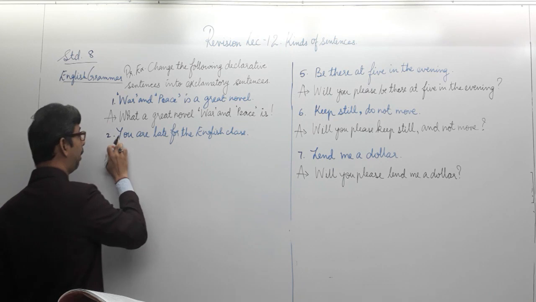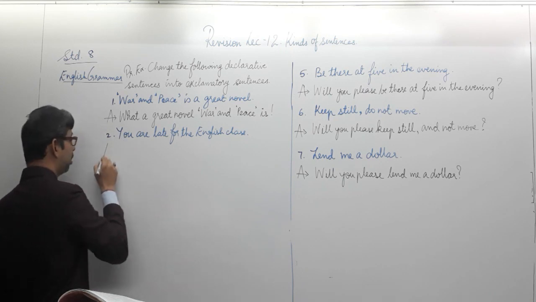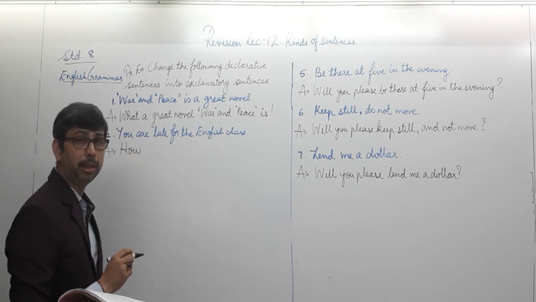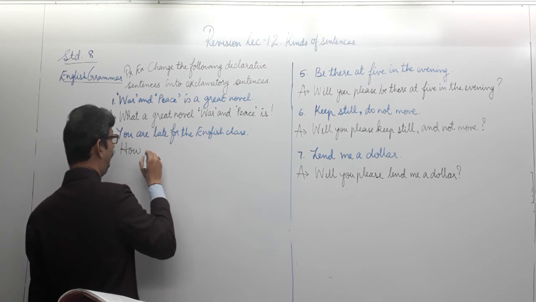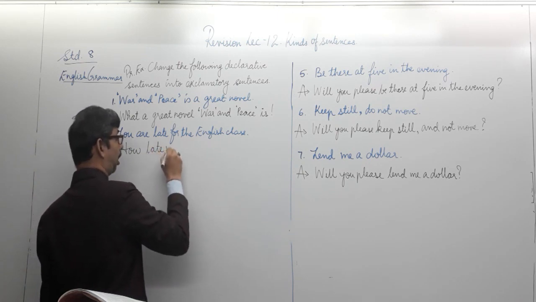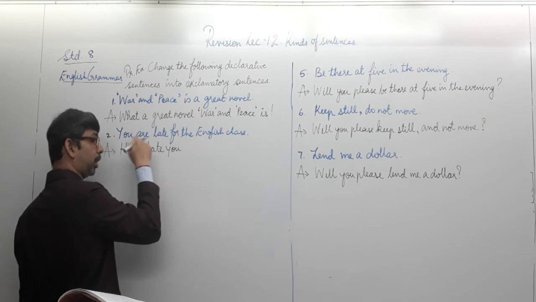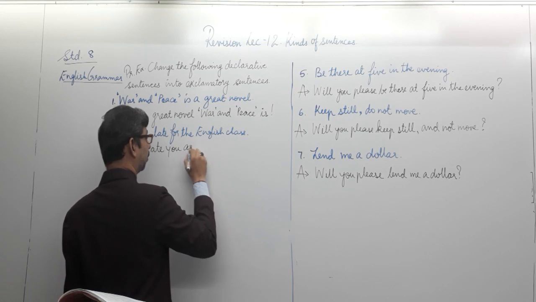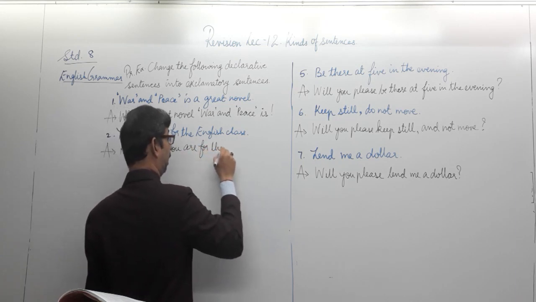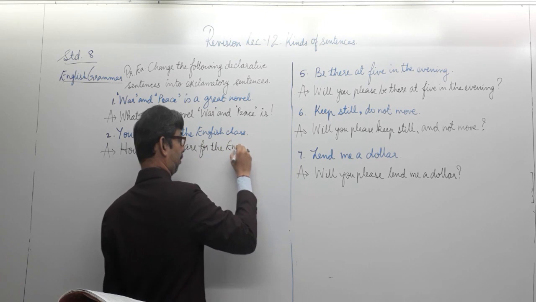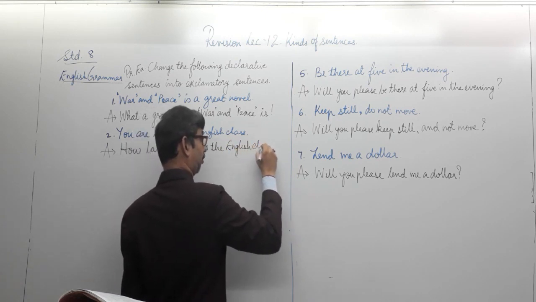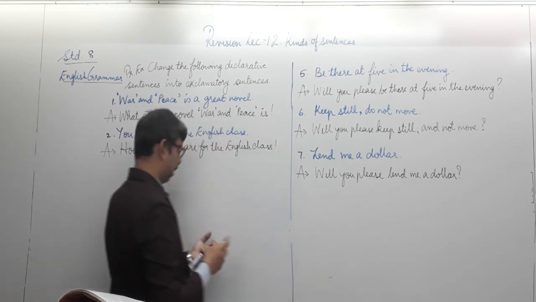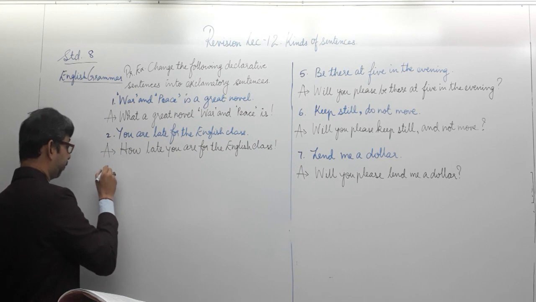Therefore, we are concerned about the subject over here. Hence, we are using the word how to begin our exclamatory sentence or the exclamation. How late you are, and not are you. If you write are you, it may turn out to become a question, interrogative. How late you are for the English class. In this manner, you can change a declarative into the exclamatory form.